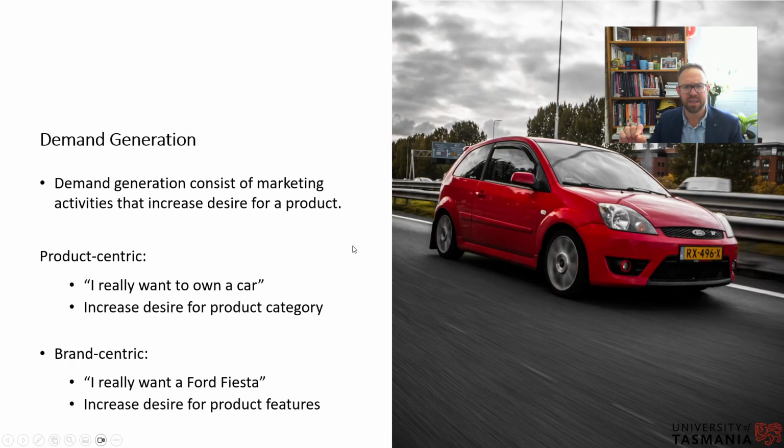So demand generation consists of market activities that increase a desire for a product. Now you can have two types. You have product-centric demand generation, you have brand-centric demand generation. If it's product-centric, you're obviously focusing on the car, and it's like, I really want to own a car. So then the marketing is about increasing the desire for that product category. Such things as like, having a car would be great. At the moment you're riding your bike, that's boring. Get a car, cars are awesome. So it's about the product category.